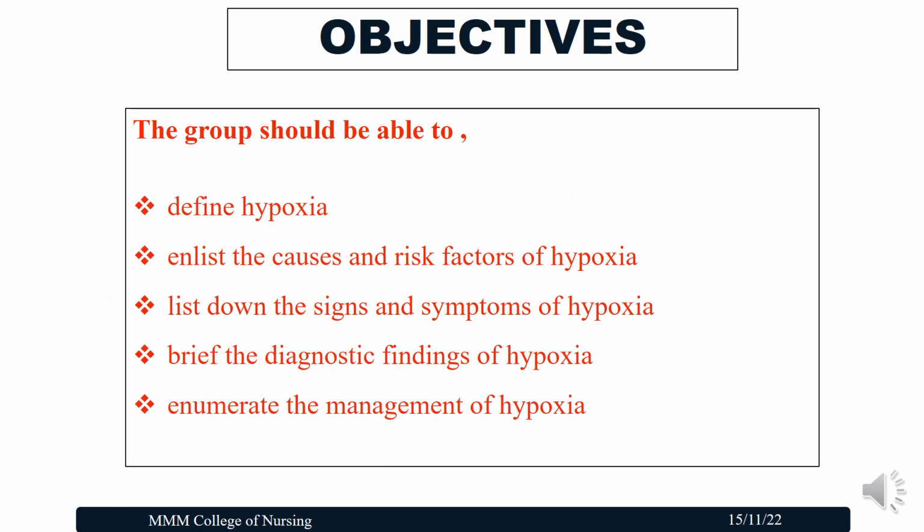The objectives of this discussion include that the group should be able to define hypoxia, enlist the causes and risk factors of hypoxia, list down the signs and symptoms of hypoxia, brief the diagnostic findings of hypoxia, and enumerate the management of hypoxia.